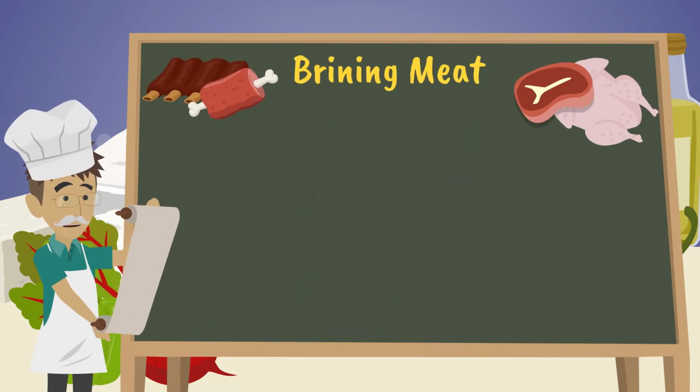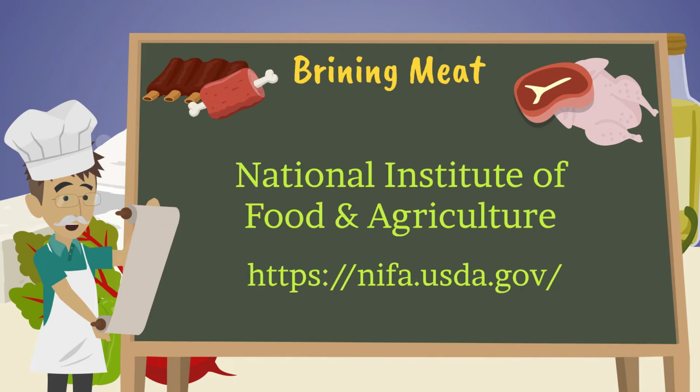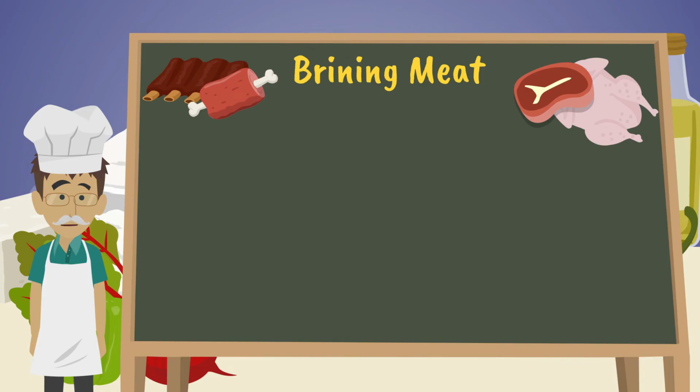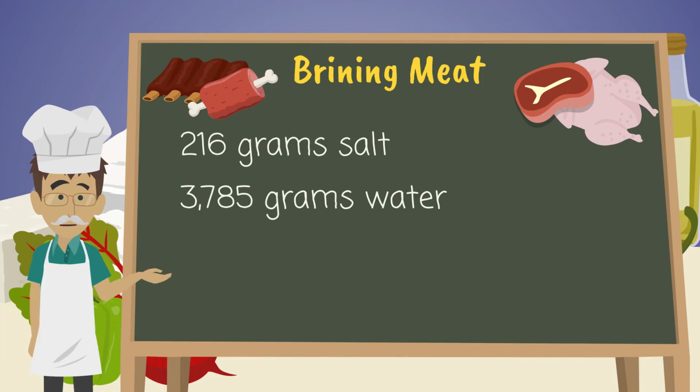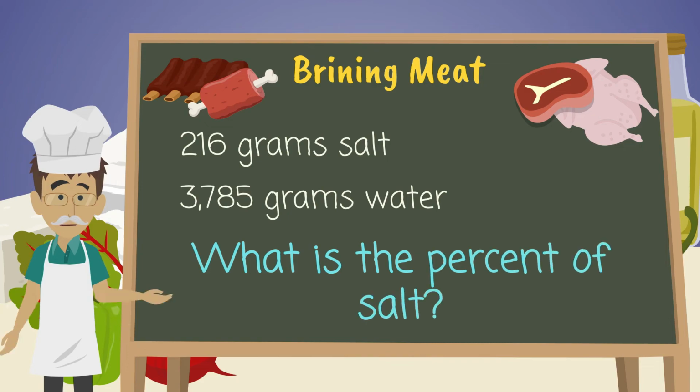The U.S. Department of Agriculture's National Institute of Food and Agriculture notes that putting meats in a food-safe container, covering the meat with a saltwater solution, and leaving it in the refrigerator for up to 2 days will make the meat juicier and even more tender when cooked. They suggest 216 grams of salt for 3,785 grams of water for chicken. What percentage of salt is this?